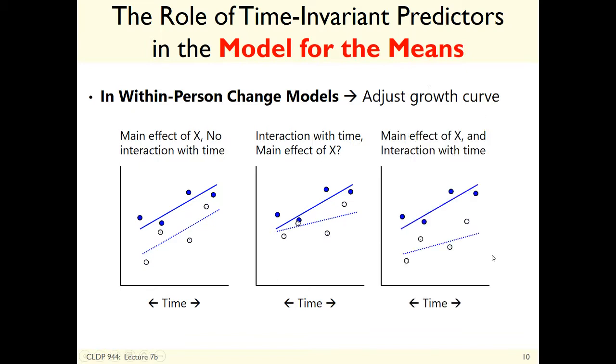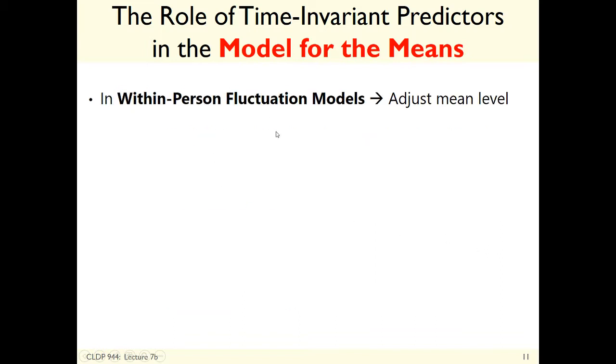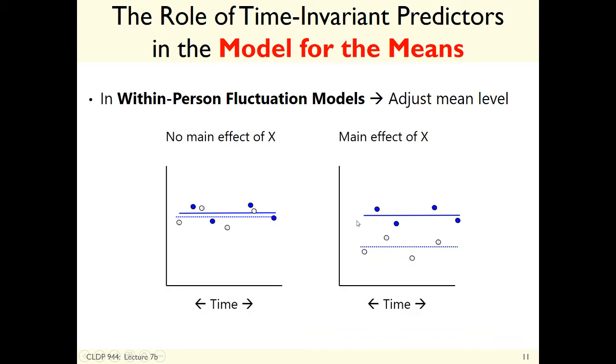And you could have something that looks like this, where both are true. One group is always higher. The extent to which that occurs depends on time. Or you can think of it as one group has a higher intercept and a steeper slope. If time is irrelevant, if you're in a fluctuation model, then you kind of just have intercept differences, and that's about it. Austin.